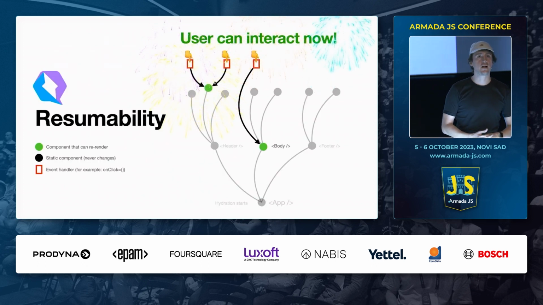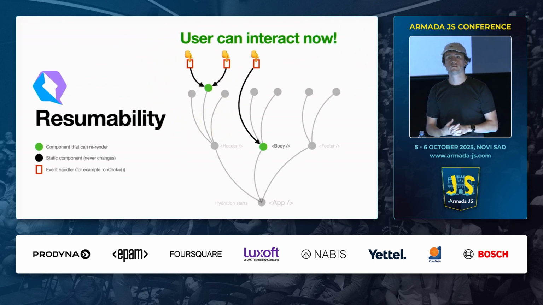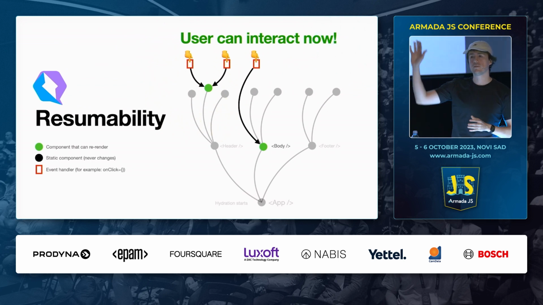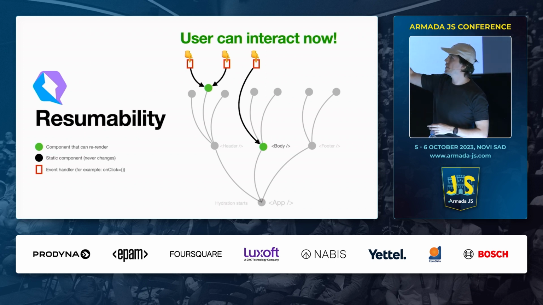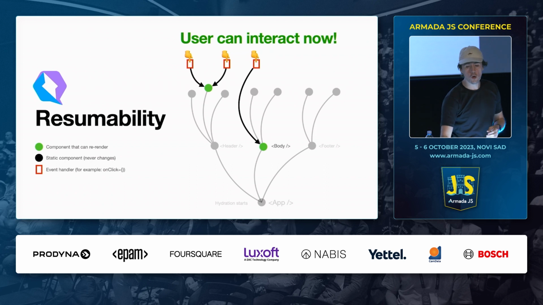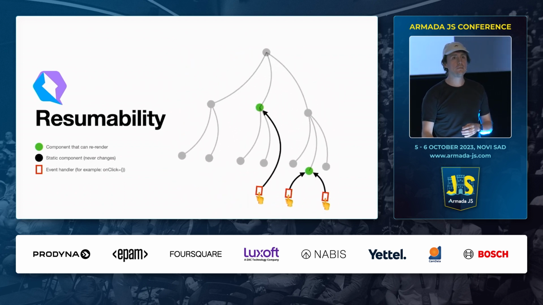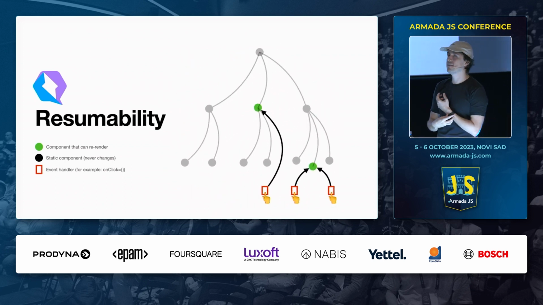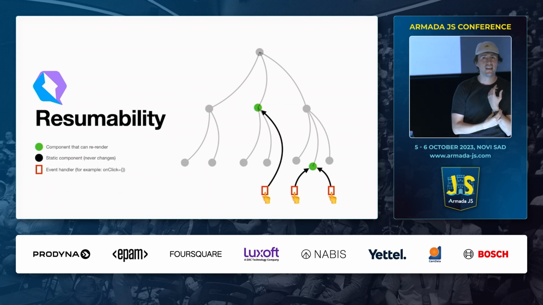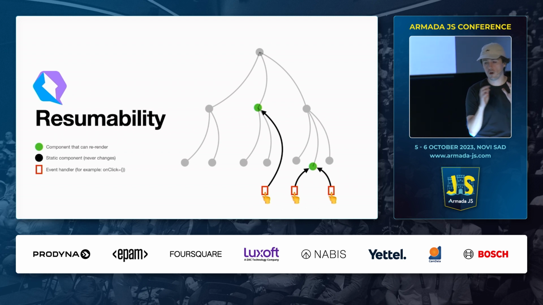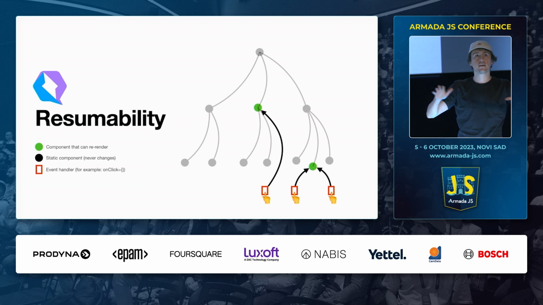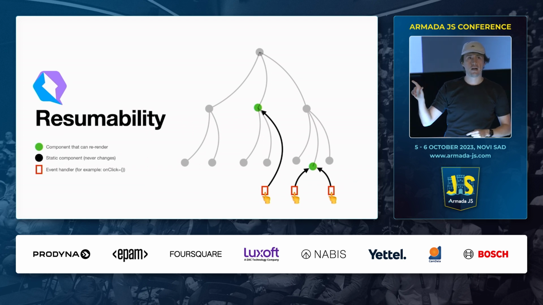Resumability is instantly interactive, and that's it. There is no walking down the tree. There is no starting from the app and going down. It doesn't matter if the component is interactive or not. It's almost like we flipped the tree, and the event handlers are the first thing that is there. The components are not there. In the other models, you need to start with the components, with the tree, and the last thing is always the event handlers. In resumability, it's backwards.